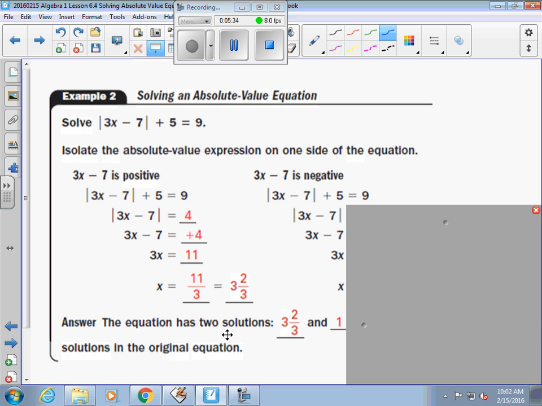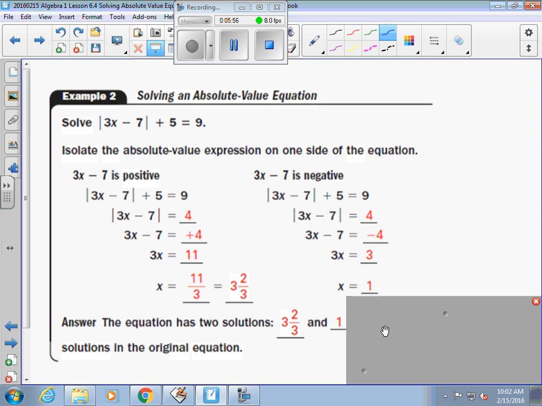You don't have to redo this first step where you subtract 5 on both sides. You already did that part. But at this step, 3x minus 7, make it equal to negative 4 this time, not positive 4. Add 7 to both sides, and you get 3x is equal to 3. Get rid of 3 times x by dividing by 3 on both sides, and you get x is 1.